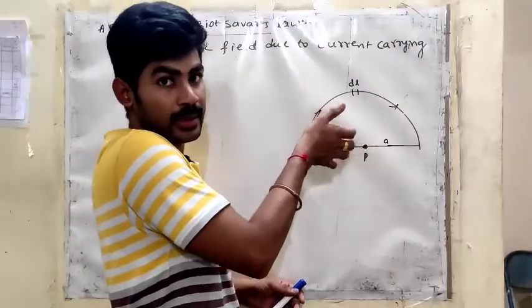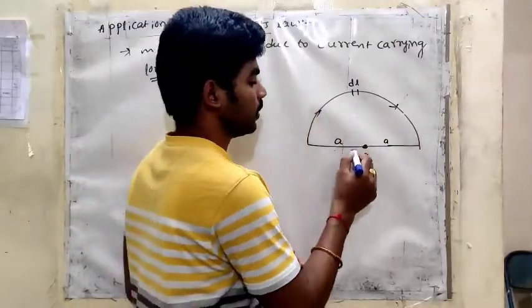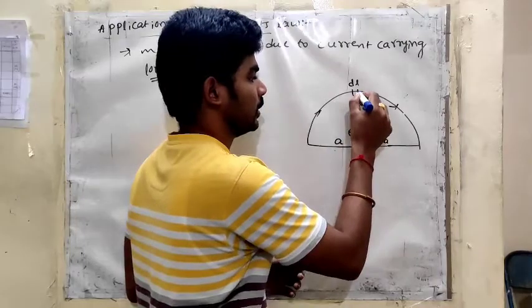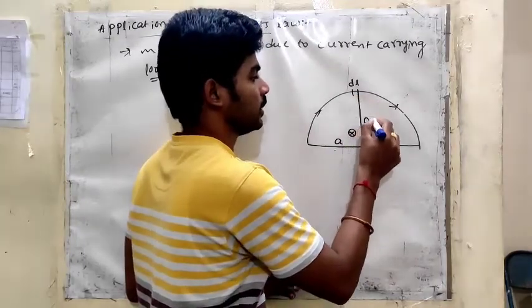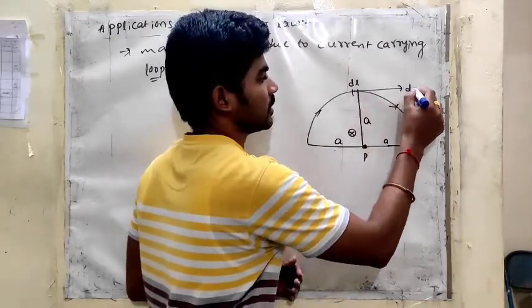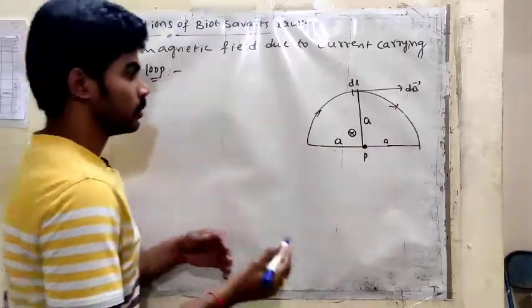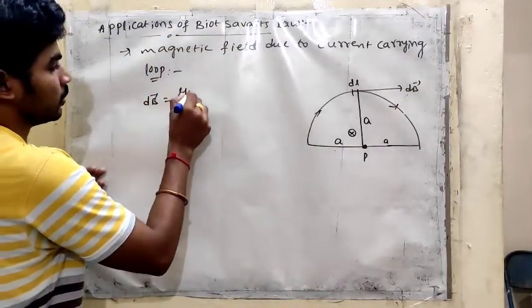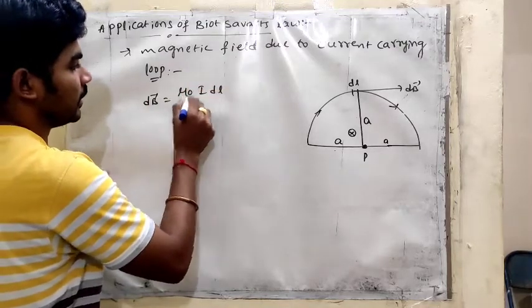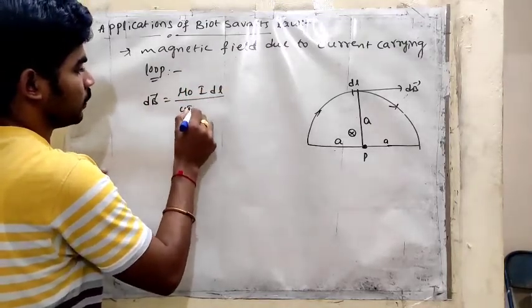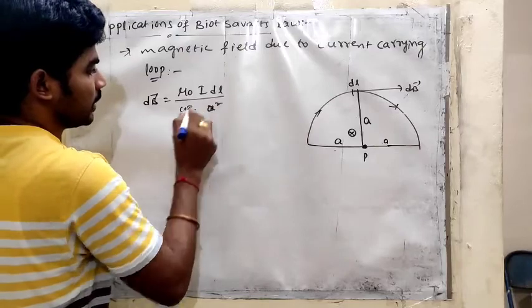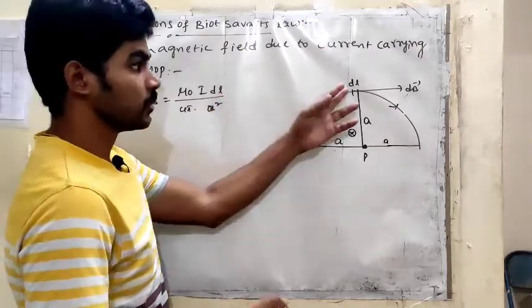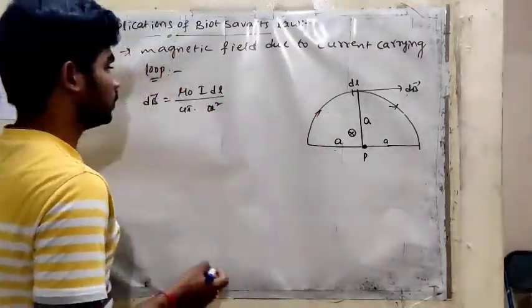Again you can apply the right hand thumb rule. This is into the magnetic field. This is also a, the perpendicular distance, dB. So apply the magnetic field formula: dB is equal to mu naught I dl by 4 pi a square. Directly I am writing, because theta is equal to 90, sin 90 value is 1.